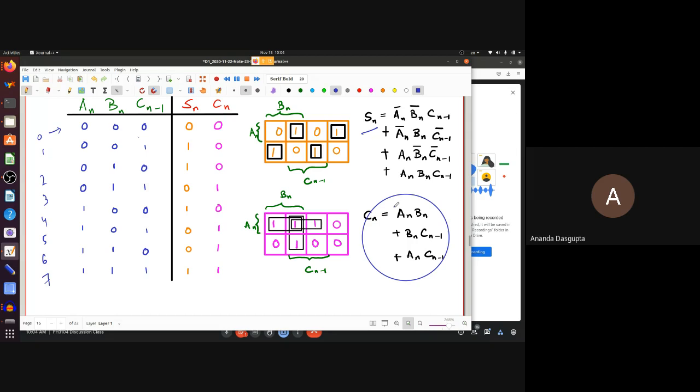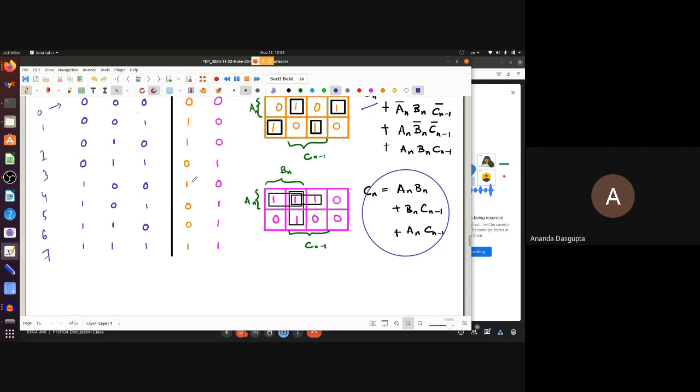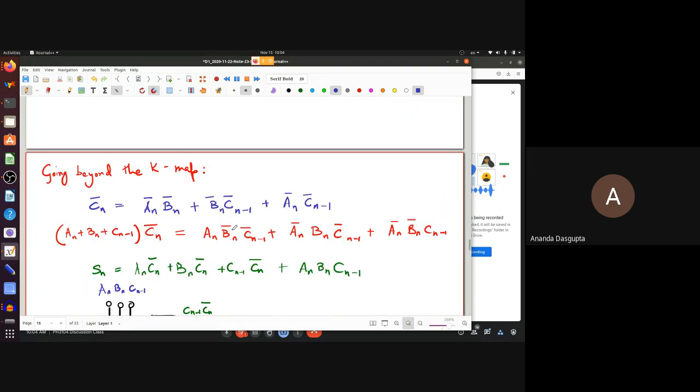To understand this, what we need to do is take a look at Cn bar. Cn bar, of course, has a Karnaugh map which is exactly the same, except that all the ones are zeros and all the zeros are ones. So basically, Cn bar would have this kind of simplification. Those of you who have not seen the Karnaugh map video would not understand what I'm talking about, but you should be able to figure it out yourselves after seeing the video. And Cn bar can be simplified to this.